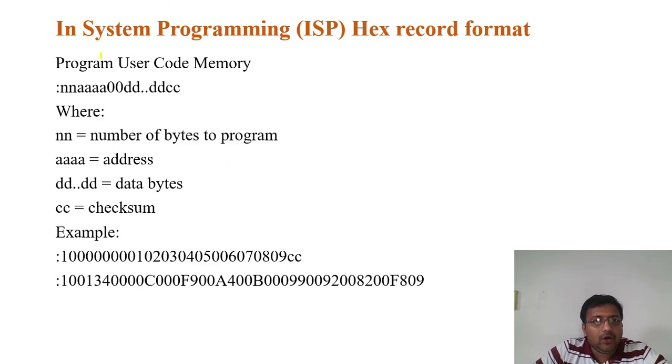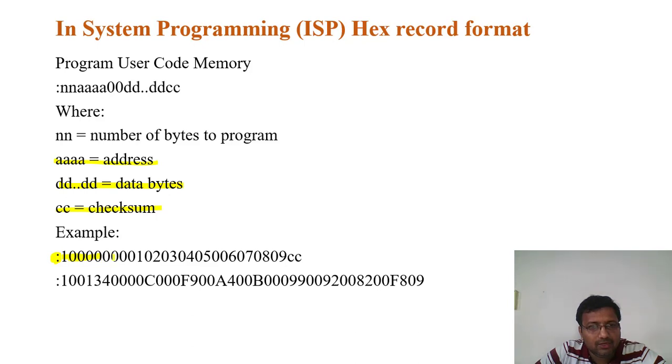Here is an example of a hex file. It uses the user code memory, where NN is the number of bytes of the program, A is the address of the program, DD is the data bytes, and CC is the checksum. The first character is a colon. Then NN is the number of bytes in the program.